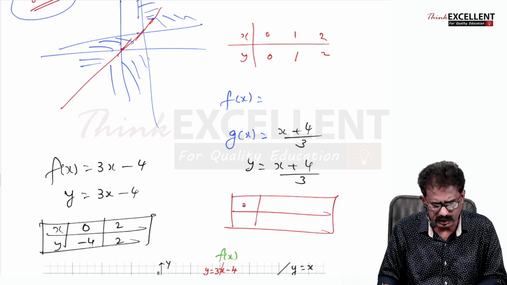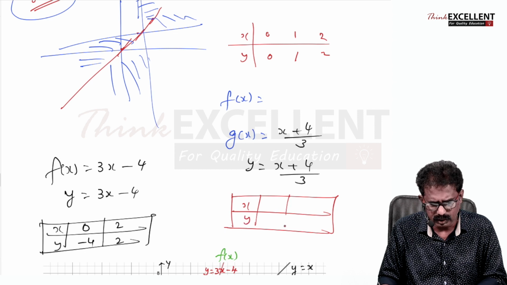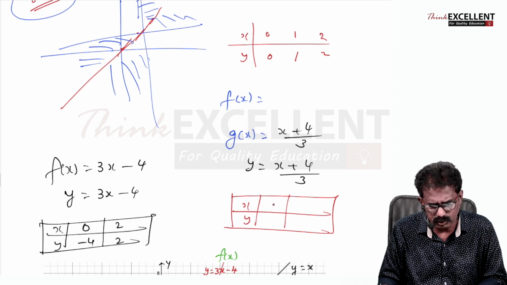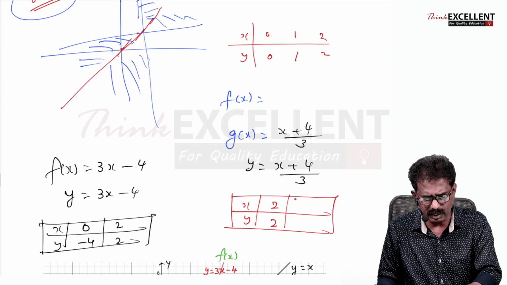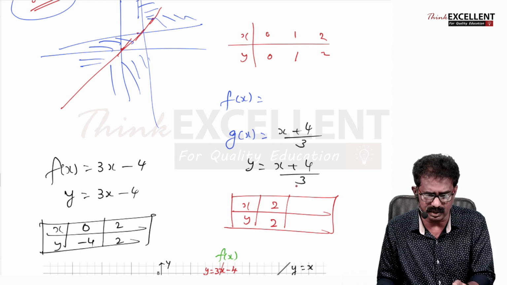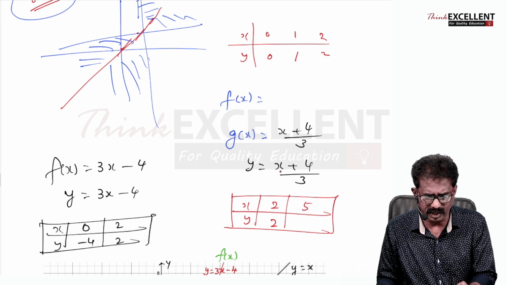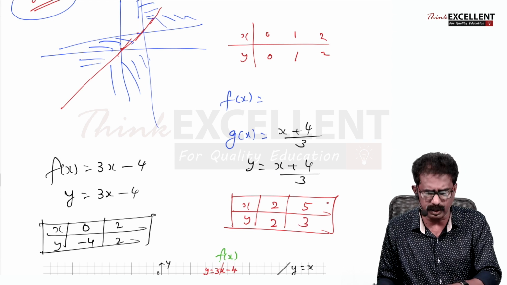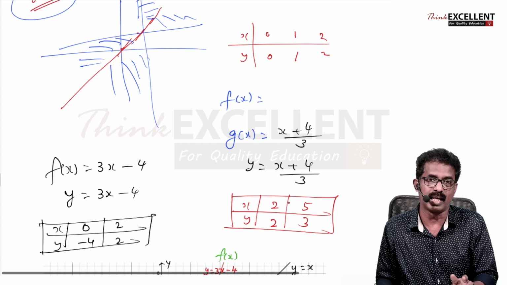Give some values, x value, y value. So when I put 2, 2 plus 4, 6. 6 by 3 it is 2, right? You can give some other value because the denominator is what? 3. So it should be divisible by 3. In such a way you can give some number. Say you can put 5. So if I give 5, 5 plus 4 is what? 9. 9 by 3 is 3. So even plot 2. If you want to take one more point, plot it. You will get the lines.